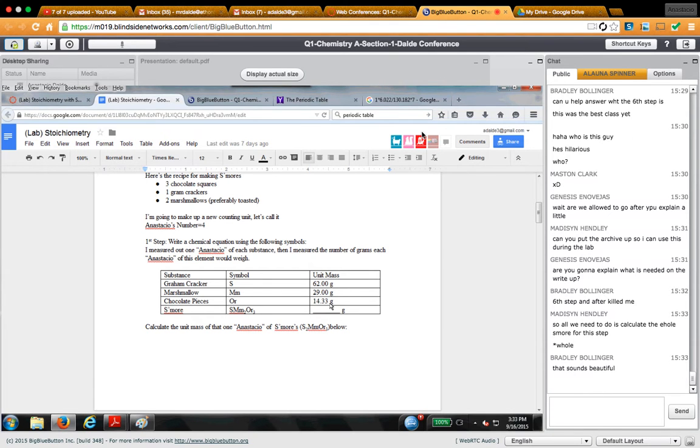S'mores. Galactus would be like, Silver Surfer, you done good. Yeah, I know. You just pat him on the head. That's it. Good job. All right. Anyway, and then a mole of chocolate, it'd be amazing.